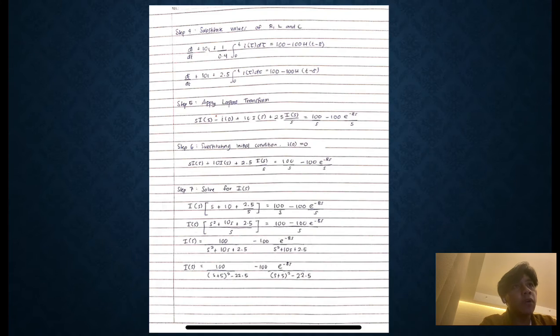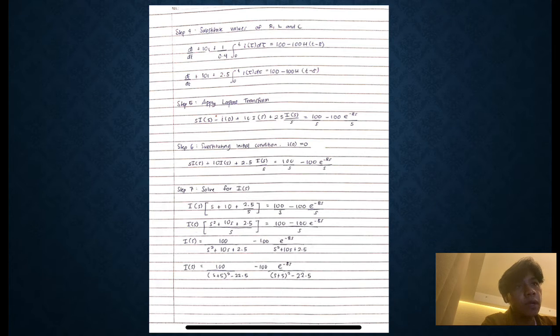After that, for step 4, we substitute the values of the inductor, resistor and the capacitor, and then we apply the Laplace transformation. After that, we substitute the initial condition, which is I(0) equals 0, and we get the equation as sI(s) plus 1 over I(s) plus 2.5 I(s) over s equals 100 over s minus 100 e to the power of negative 8s over s.